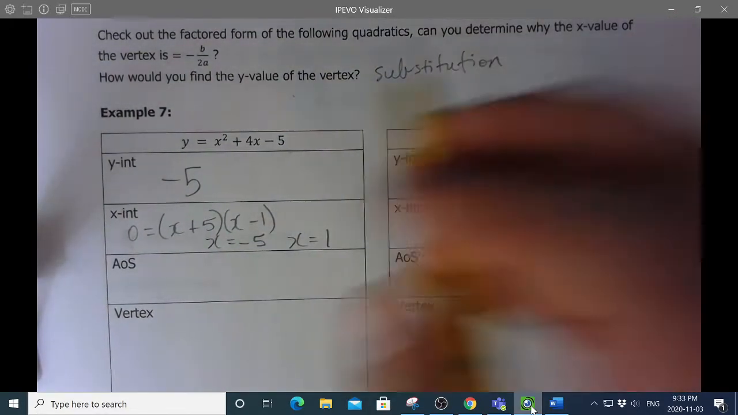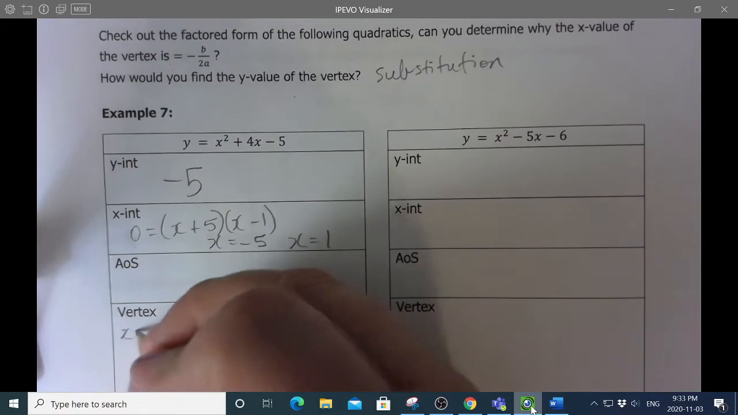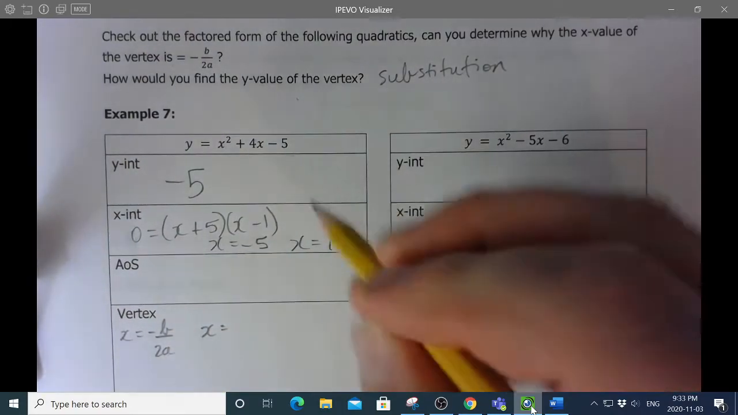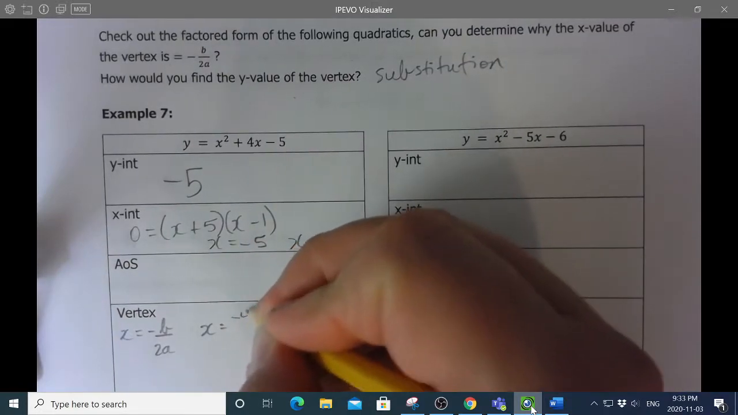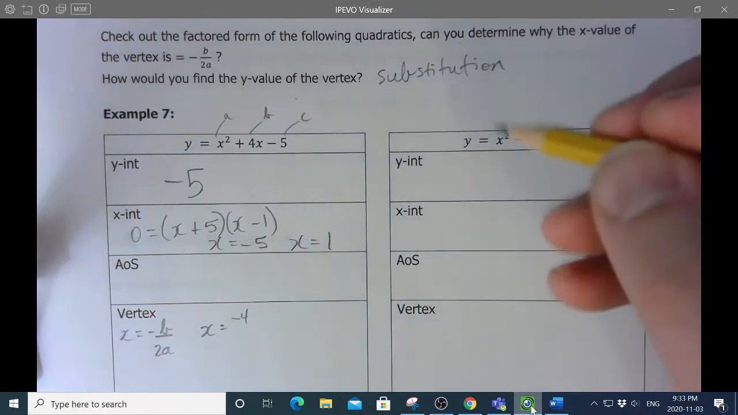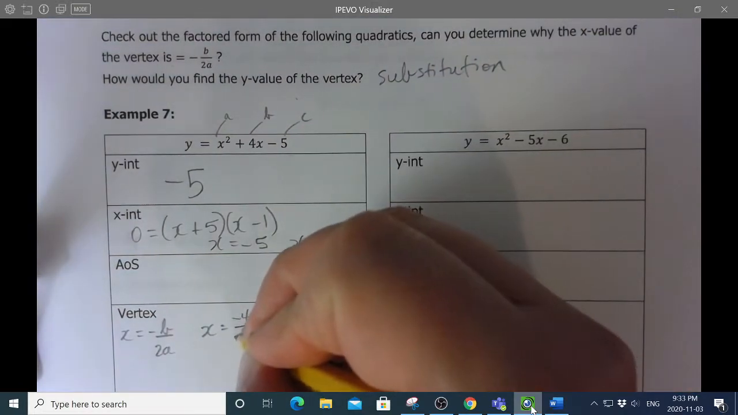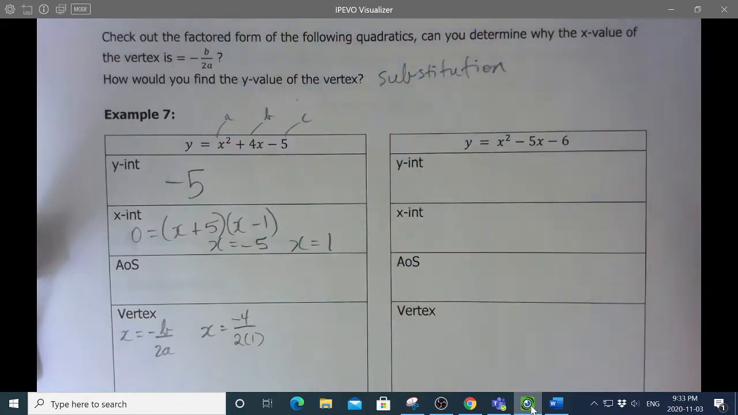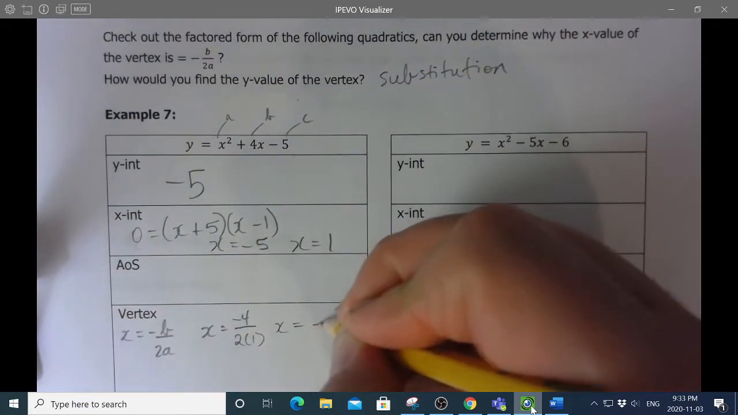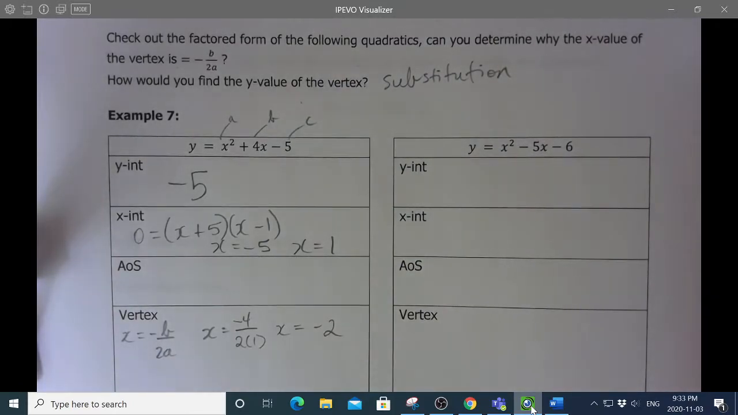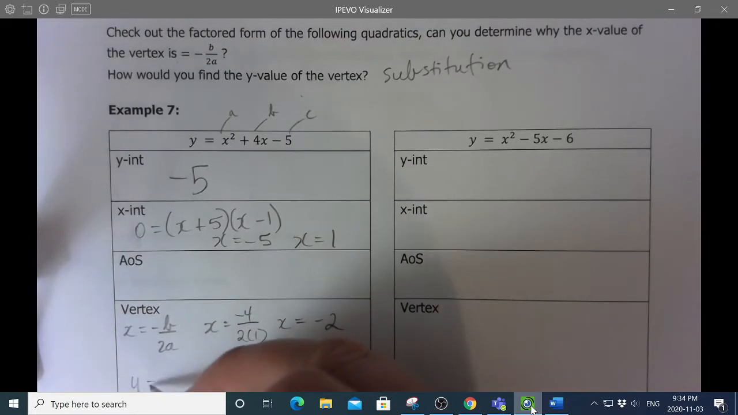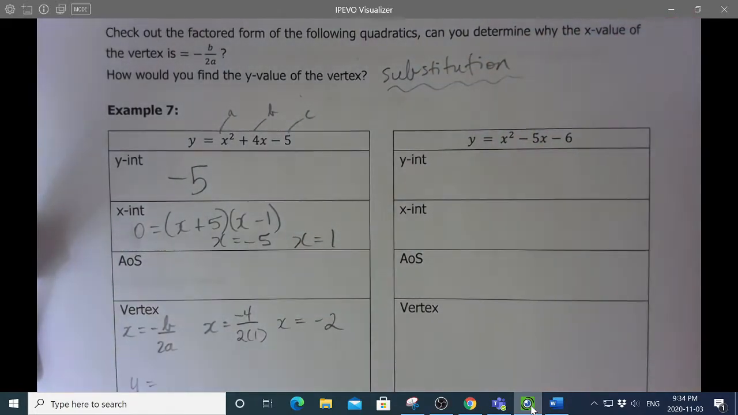I'll do this first, and I'm going to find the vertex by using the formula x equals -b over 2a. So x is equal to -4, right? This is the a number, the b number is here, and the c number is here. So -4 over 2 times 1, because the number in front of x squared is 1. So the x coordinate of the vertex is -4 over 2, which is -2. Now I'm going to substitute that x in there to find the y coordinate. This is what I meant by finding it by substitution.